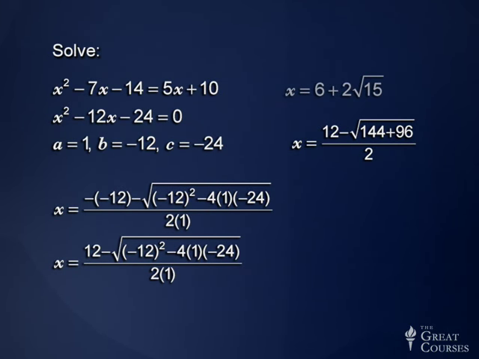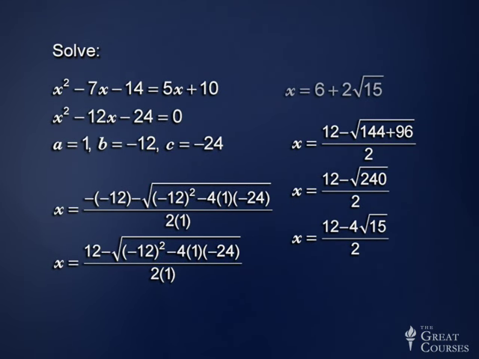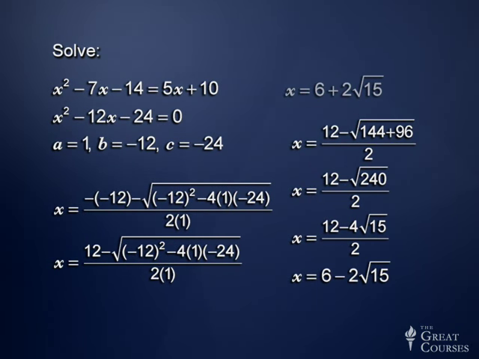Notice that that looks a lot like the other solution. Earlier, we had 12 plus the square root of 144 plus 96 divided by 2. And now let's simplify further. We know we have x equals 12 minus the square root of 240 over 2. We learned that the square root of 240 can be rewritten as 4 times the square root of 15. So this x is 12 minus 4 times the square root of 15, all divided by 2. And again, factoring a 2 out of the numerator and canceling it with the 2 in the denominator gives me x equals 6 minus 2 times the square root of 15.